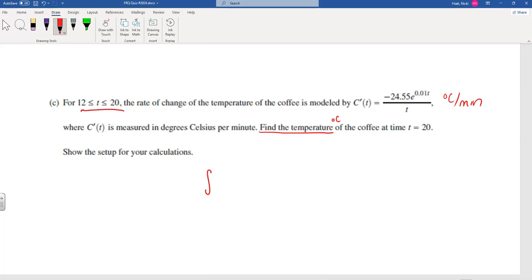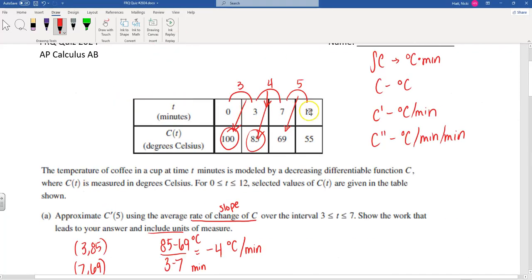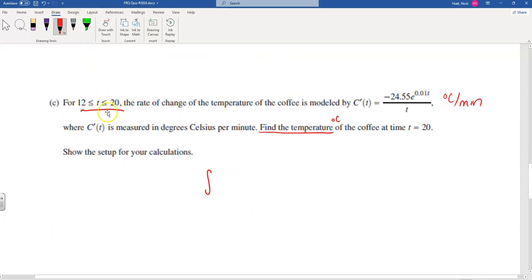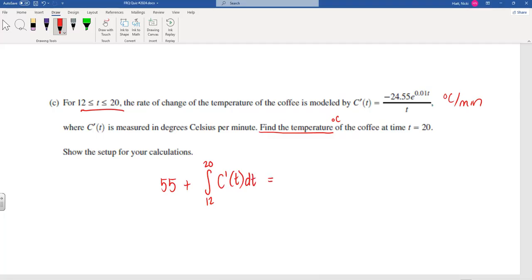So I'm going to integrate here. Now, are they asking me for a time period or at a specific time? At a specific time. So at a specific time means that I need to know a starting temperature plus the interval, right? I can know the starting temperature because at 12, the temperature of this coffee was 55 degrees, right? That's given in the table. And I want to use 12 because this does not apply until you get to 12, right? So I'm going to do 55, because that is our temperature, plus the integral from 12 to 20 of C prime of T dt. You are just going to type this into the calculator.